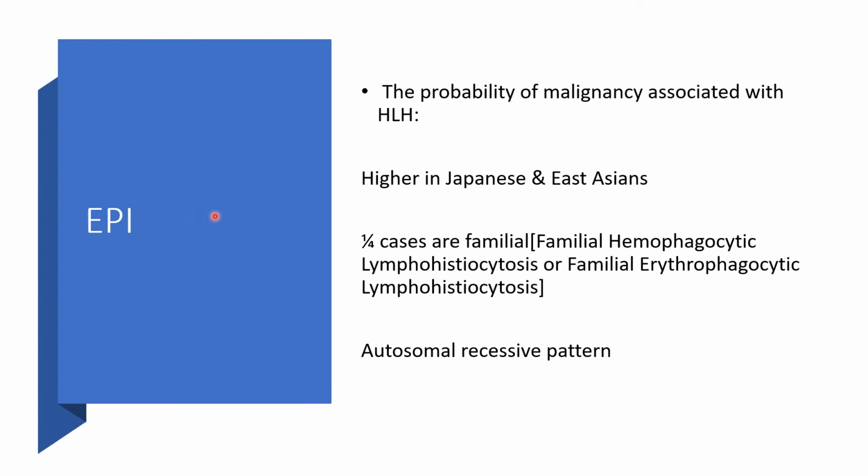Still on epidemiology, the probability of malignancy associated with HLH is higher in Japanese and East Asians. A quarter of cases are familial, and that could be familial hemophagocytic lymphohistiocytosis or familial erythrophagocytic lymphohistiocytosis, which will have an autosomal recessive pattern.